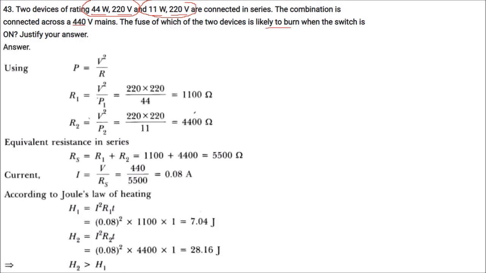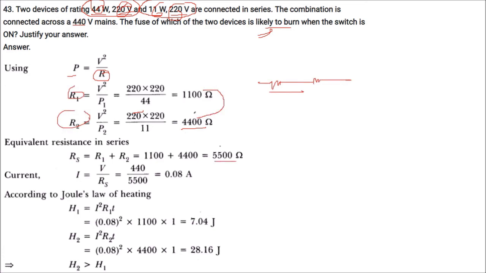So we'll see about the Joule heating. Whichever is higher is going to burn. Because the power and the voltage are given, we'll use P equal to V square by R, and R can be found out by V square by P. So 220 into 220 by 44 is the first one, and 220 into 220 by 11 is the second one. So R1, R2 is found. Now they are connected in series, so we'll add them, R1 plus R2. So 1100 plus 4400, it gives you 5500.